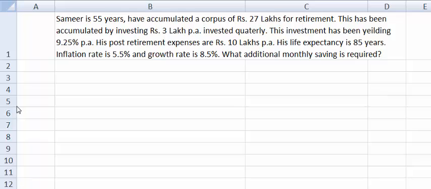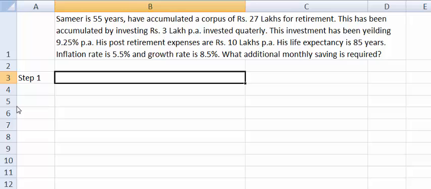So let's do a calculation. Remember, irrespective of the kind of problem it is, you need to look at 3 steps of retirement planning. Not every question needs all 3 steps, but just look at step 1 if it is there or required, step 2 if it is there or required, step 3. So what's our step 1? Step 1 is to know expenses at the time of retirement.